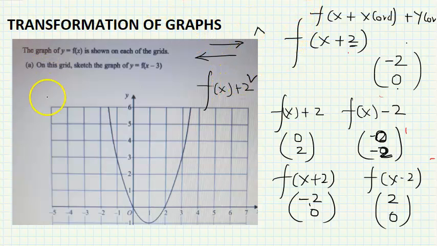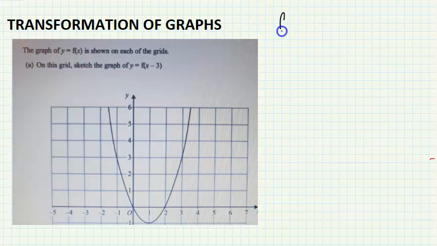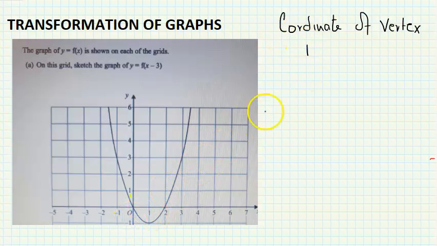Let's do this question, the question given here. The coordinate of the vertex in the column form is 1, and minus 1.